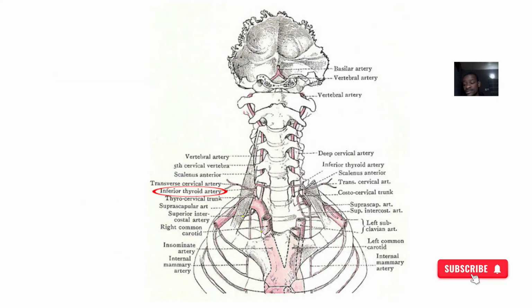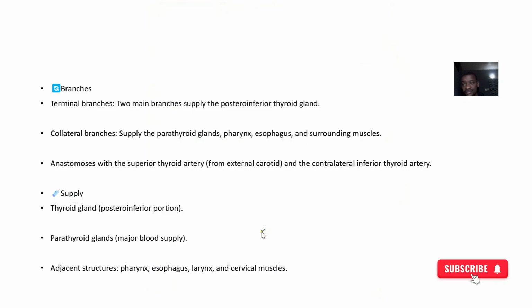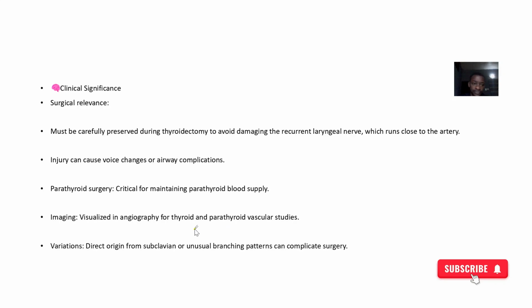Then it now divides into what? The different branches. So branches, we have terminal branches, the 2 main branches, and we have the collateral branches. Then also the anastomosis, it forms with the superior thyroid artery. So it supplies the thyroid gland, supplies the parathyroid gland, and supplies the pharynx, the esophagus, the larynx, the cervical muscles. Beautiful. So clinical significance.